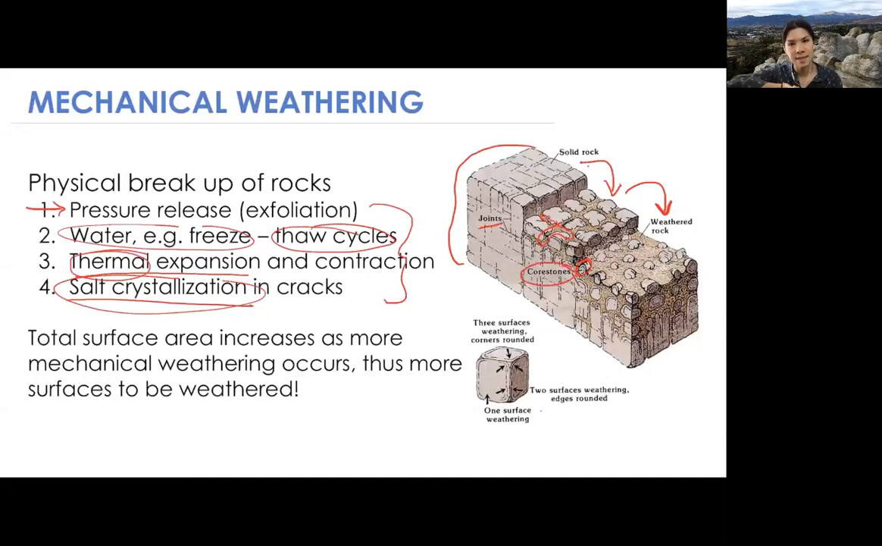One of the key tenets of mechanical weathering is that we're increasing the surface area. So as you break up a rock even more, you're forming more and more surfaces of that rock. And those are going to result in more and more areas where mechanical weathering can occur. So this is a positive feedback cycle. As mechanical weathering occurs, it opens up more locations for more mechanical weathering to occur.